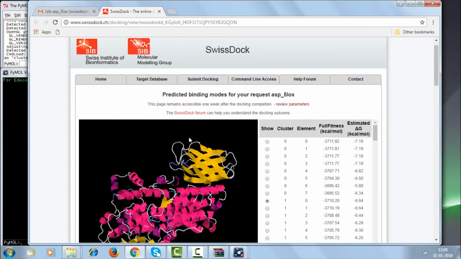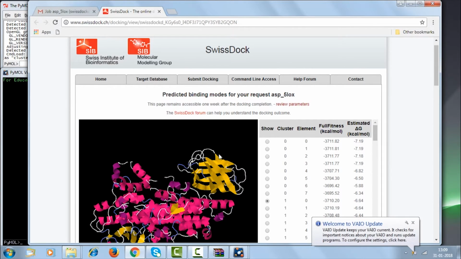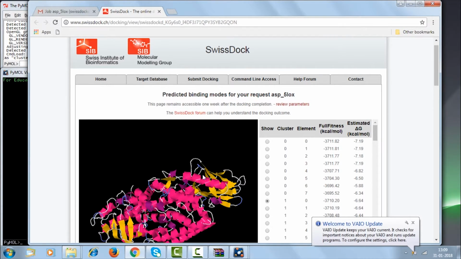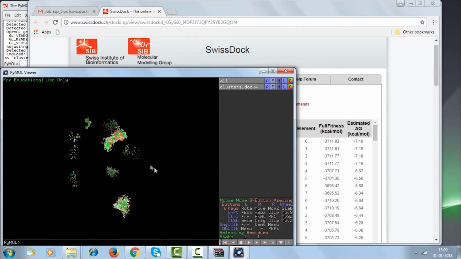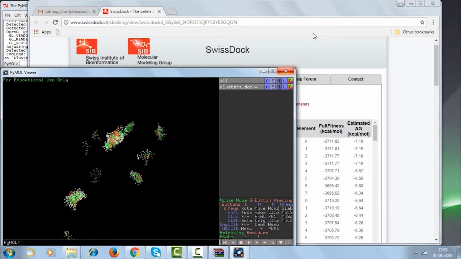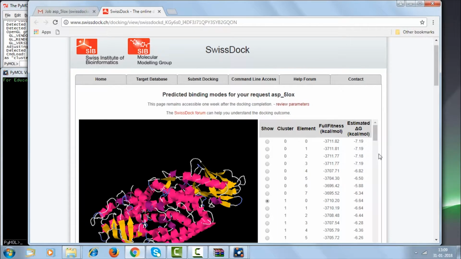The other cluster is cluster 1, where aspirin is bound more. So cluster 0 and cluster 1 are seen here, and we can view them. SwissDock is another interesting program which can be used for docking ligands to protein, and it gives you the estimated delta G in kilocalories per mole.